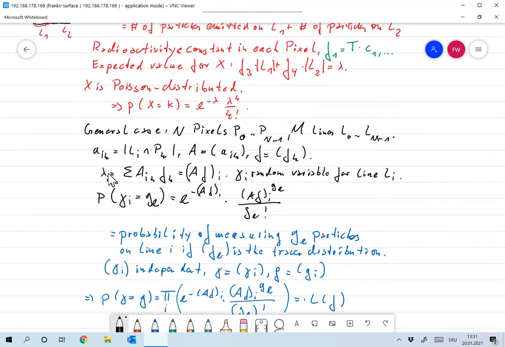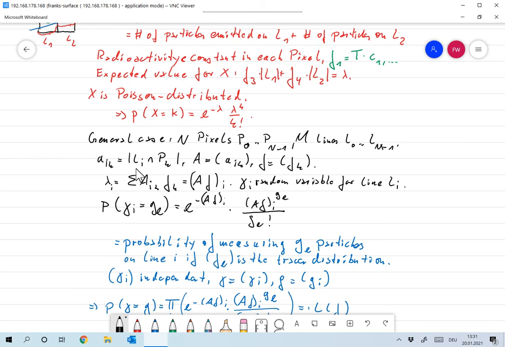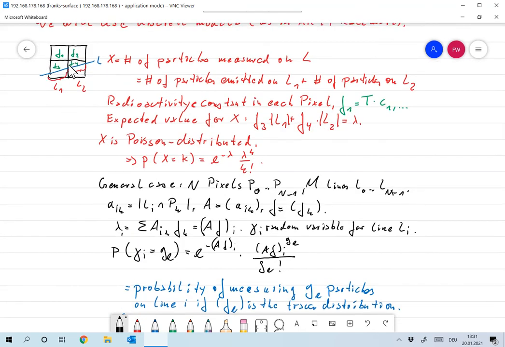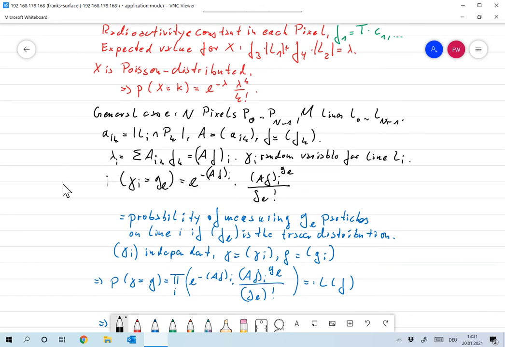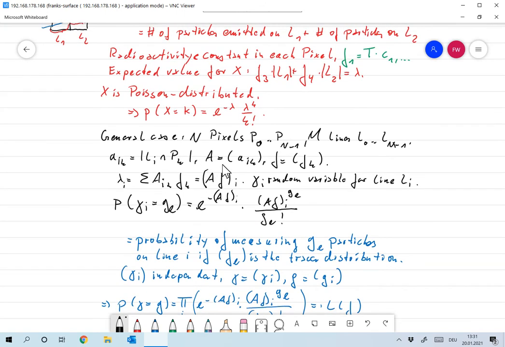And now let's define a_ik as the length of the line of the intersection of line li and pixel pk. That would be equal to taking the length of this part over here. And let's take A as the matrix of all these a_ik, and f as the vector of the radioactivities times measurement time in all the pixels.